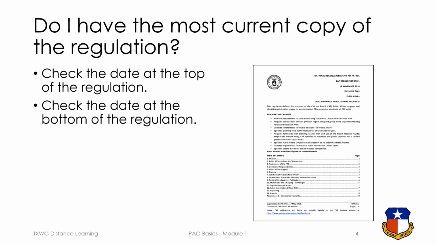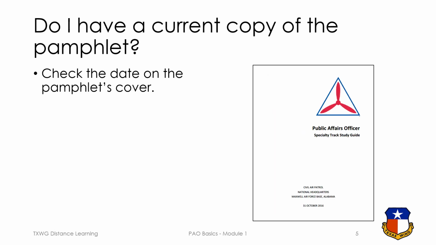You can determine if you have the most current copy of a regulation by checking the date at the top right of the regulation. This is the effective date of the regulation. You will also want to check the date at the bottom left of the regulation. This is the date of the previous version of the regulation. Pamphlets are dated differently. There is a single date at the bottom center of the pamphlet. This is the effective date of the pamphlet.